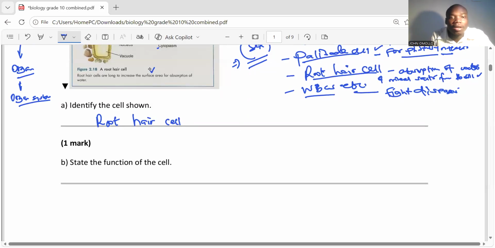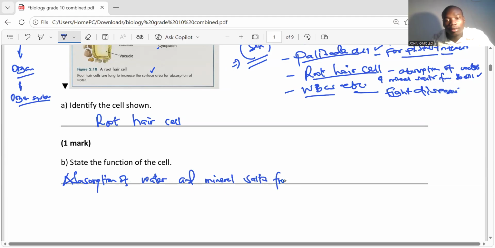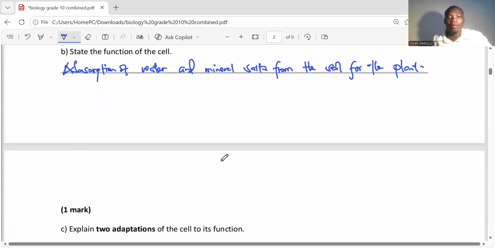So this is adaptation, but let's give the function is absorption of water and mineral salts from the soil for the plant. It helps in the absorption of water and mineral salts from the soil for the plant.